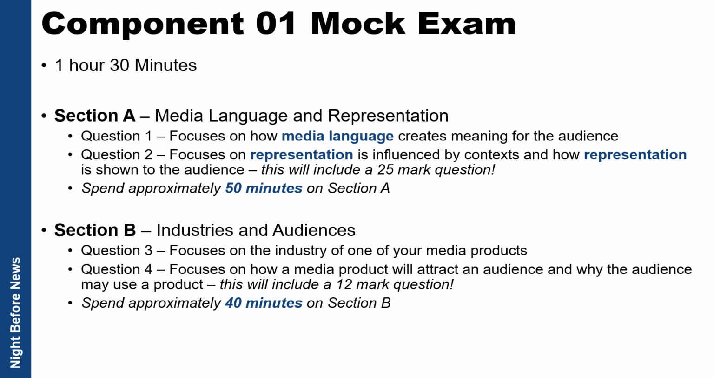Now section B is your industries and audiences section. Question 3 will focus on questions that are relevant to the information about the industry of one of your media products. Question 4 will focus on audience, and in particular how a media product will attract an audience and why the audience may use a product. This will generally include a 12-mark question. You should spend around 40 minutes on section B.